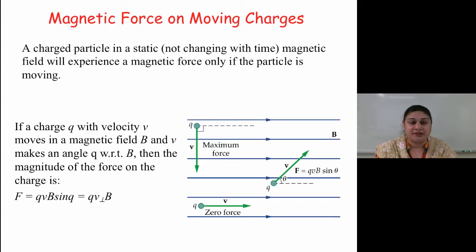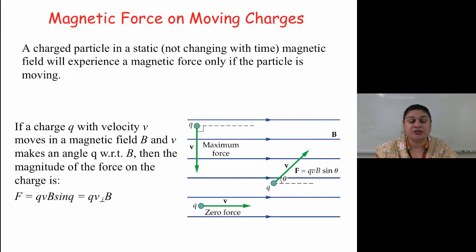A charged particle in a static, not changing with time, magnetic field will experience a magnetic force if and only if the particle is moving. A particle at rest, sitting in a magnetic field, will have no force acting on it.